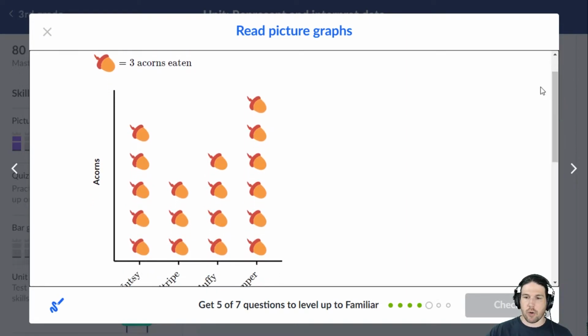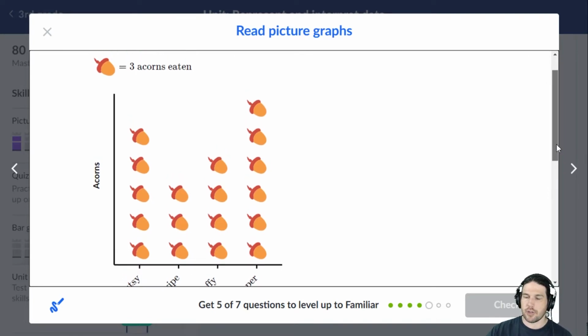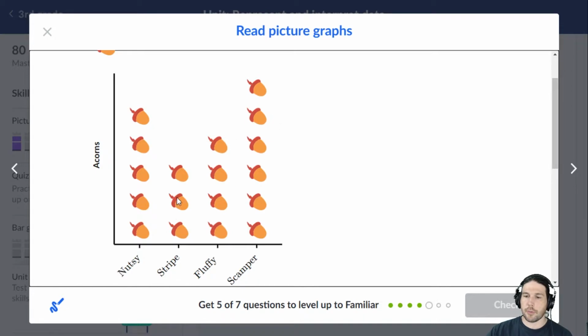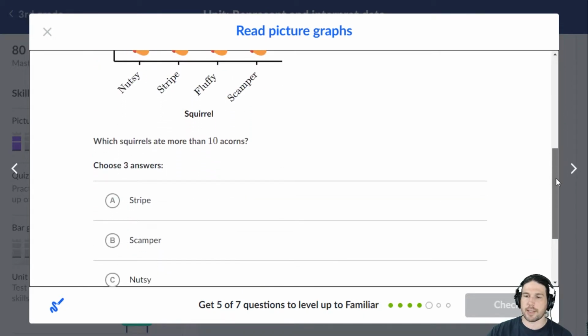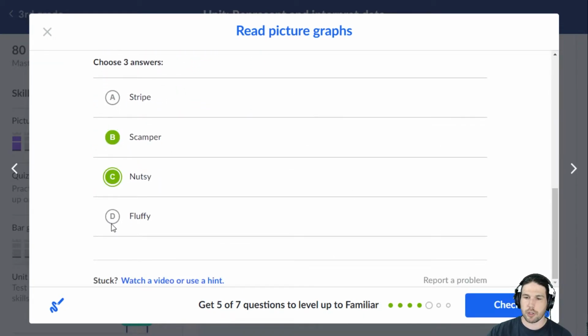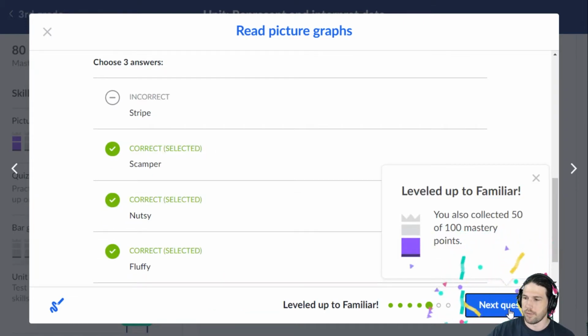Anyway, which squirrels ate more than 10 acorns? More than 10 acorns. So each one of these is worth 3. I think it's probably easier to tell which ones are less than 10 acorns. It's just the one that had 9 here. Stripe. So I see 1, 2, 3. Everyone but Stripe got more than 10 acorns. Or Stripe, you suck. Moving on.